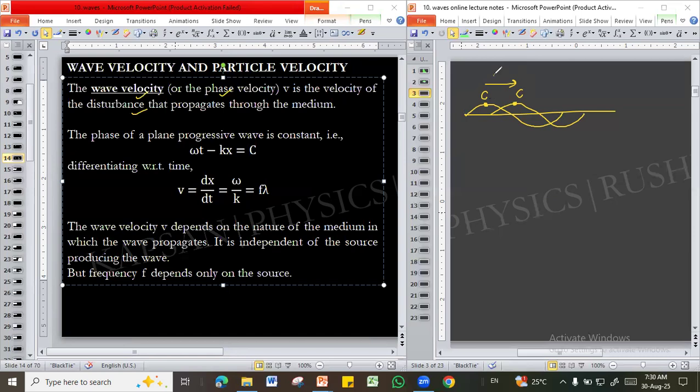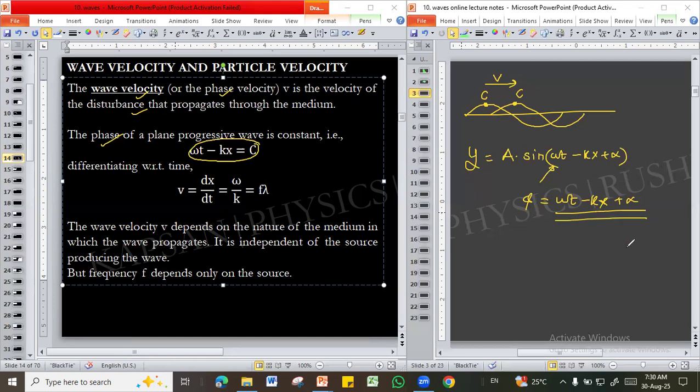Now how to determine that speed? Let us try to understand. The phase of the plane progressive wave is a constant value. What does this mean? What is the phase of the wave? y is equal to A sin(omega t minus kx plus alpha). Omega t minus kx plus alpha is the phase of the wave. Now they are saying this phase shall remain constant.